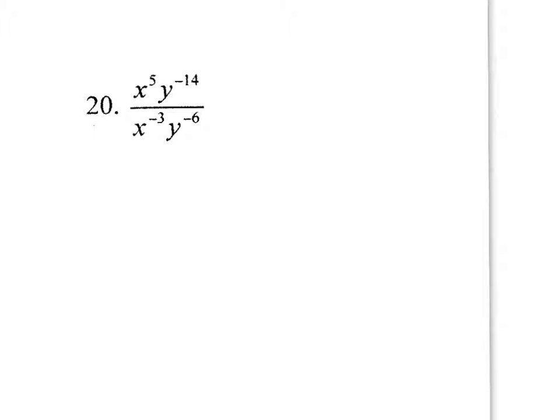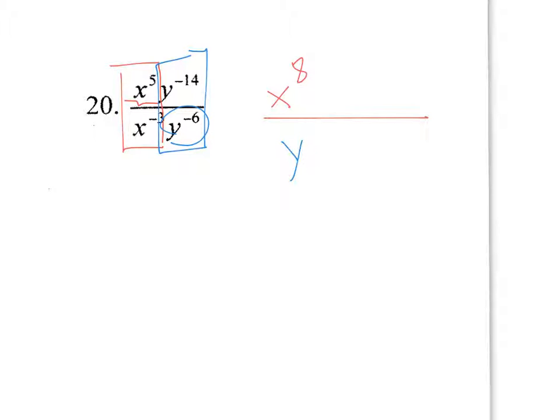I'm going to deal with x's and y's separately. Kind of a pattern, do one letter at a time. X to the 5th, x to the negative 3rd. I usually, in a division type problem, I play tug of war. X to the 5th wins. The top wins. It wins by 8. I play tug of war with the y's. Looks like the bottom wins. It wins by 8. That way you never have to deal with positives and negatives.